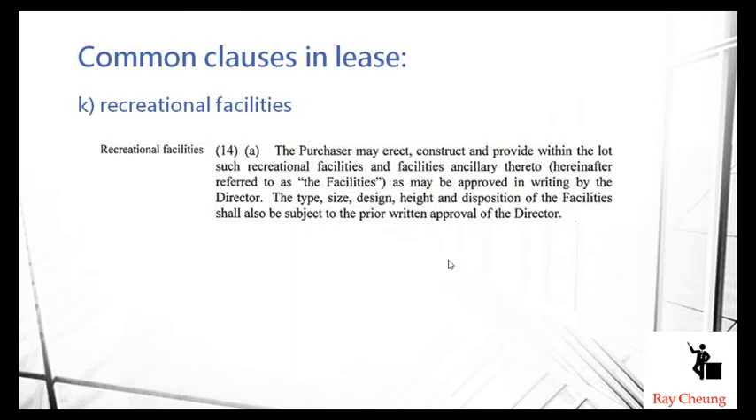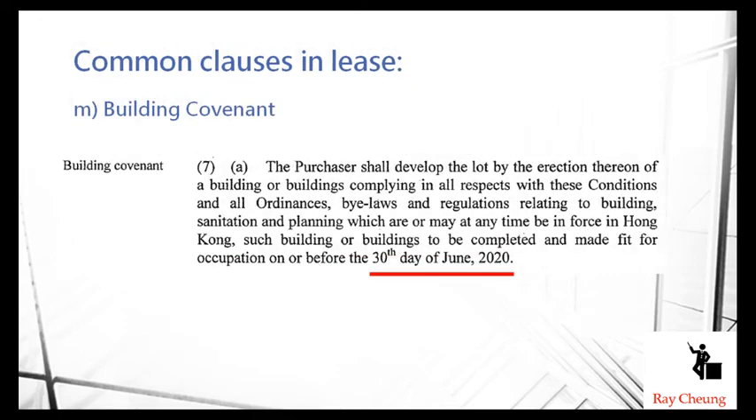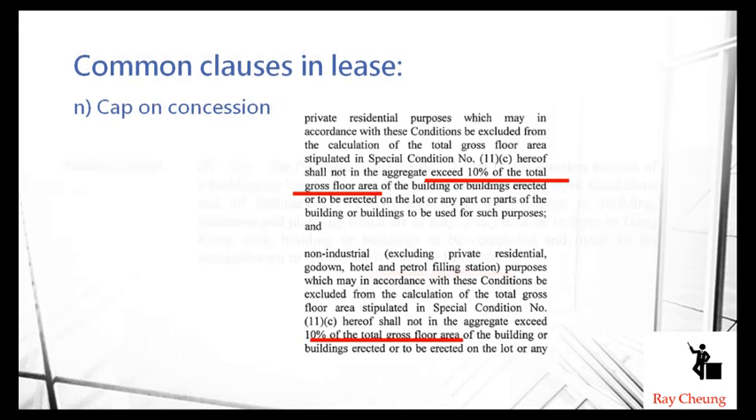Sometimes they may require you to provide recreational facilities for your owners, and sometimes they may also impose a minimum area of landscape. And sometimes they will say when the building conveyance should be started. This is very common nowadays.